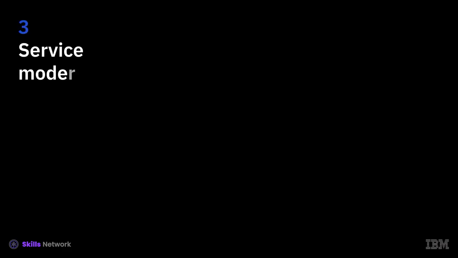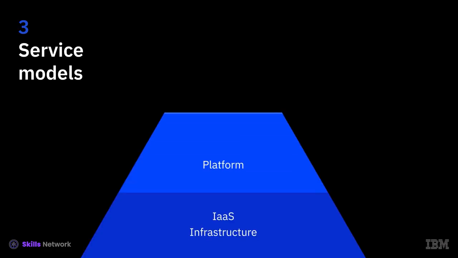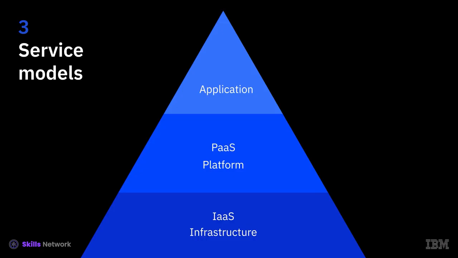In our introductory cloud video, we briefly talked about the 3 service models available on the cloud: infrastructure as a service, platform as a service, and software as a service. Before we dive into the details of each of these service models in the subsequent videos, let's get started with a quick overview of these models.